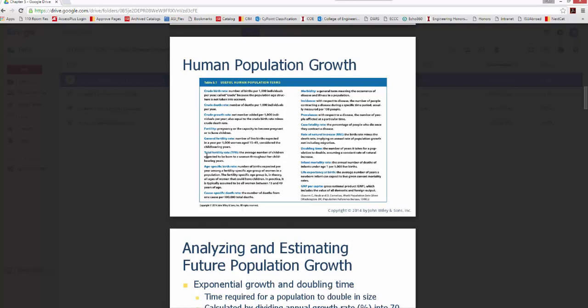Now, I'm not going to go through the rest of this, but I would suggest that you review this terminology because we're going to use it as we go through this particular chapter. So it's good to be familiar with the terminology. Again, that's Table 5.1 in your textbook.